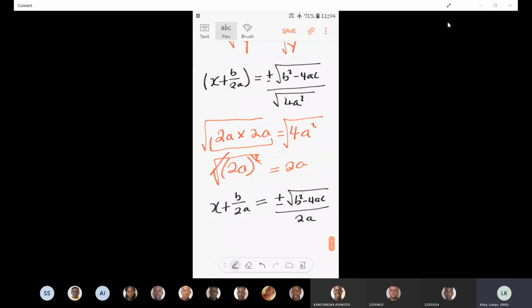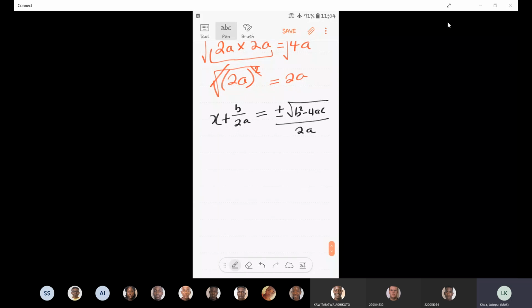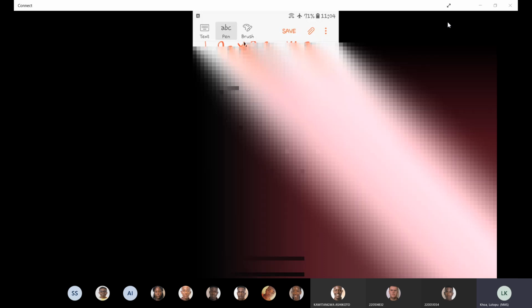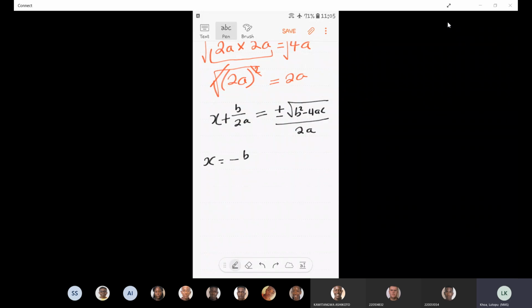Okay, then we still want x to be alone on the left hand side, so that means I will subtract this b over 2a on both sides. Then I'll be left with x is equal to minus b over 2a plus or minus the square root of b squared minus 4ac over 2a.